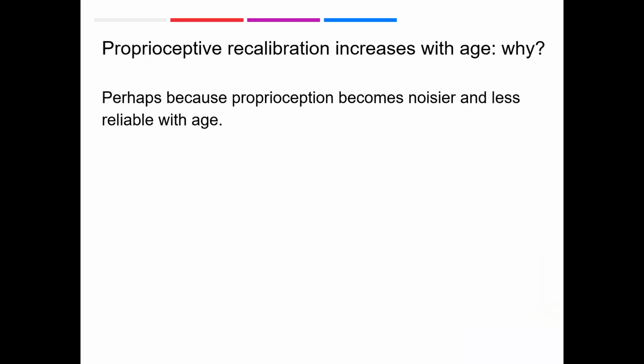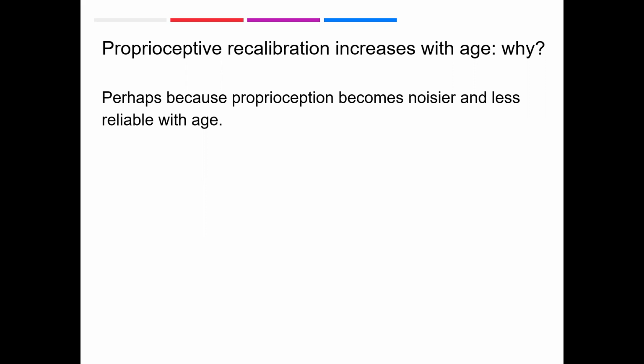Okay, but why? Why is it that older adults are recalibrating proprioception to a large degree? So probably one of the main reasons that we came up with, I'm sure you've probably thought the same thing, is perhaps like vision and audition, as we age, proprioception also becomes noisier and less reliable with age. Well, we can look at that in our own results, because as I mentioned, we also measure these estimates of hand localization prior to training, and we have a good number of trials, so we can get a very reliable measure of variance.